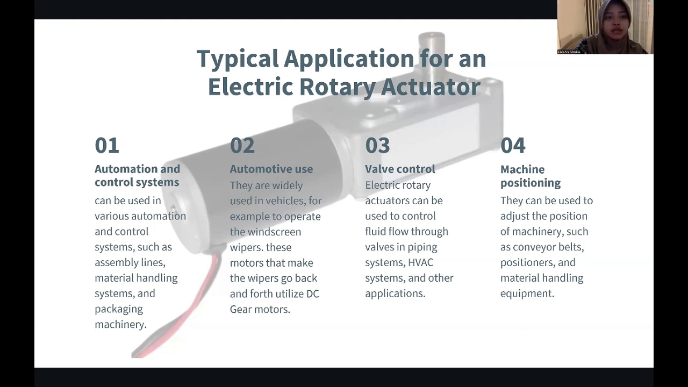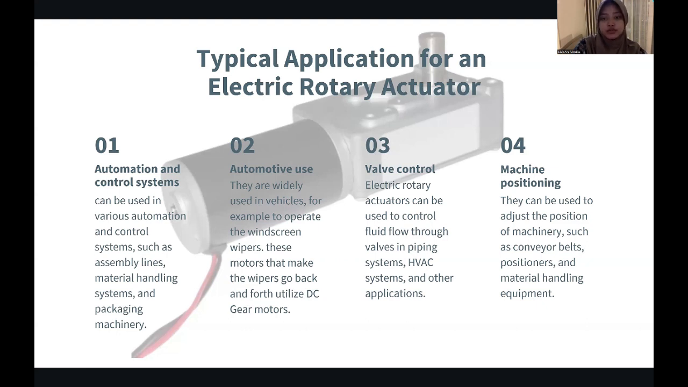Typical application for an electric rotary actuator. First, automation and control system can be used in various automation and control systems such as assembly line, material handling system, and packaging machinery. Second, automotive use. They are widely used in vehicle, for example, to operate the windscreen wipers. This motor that make the wiper go back and forth utilize DC gear motors.